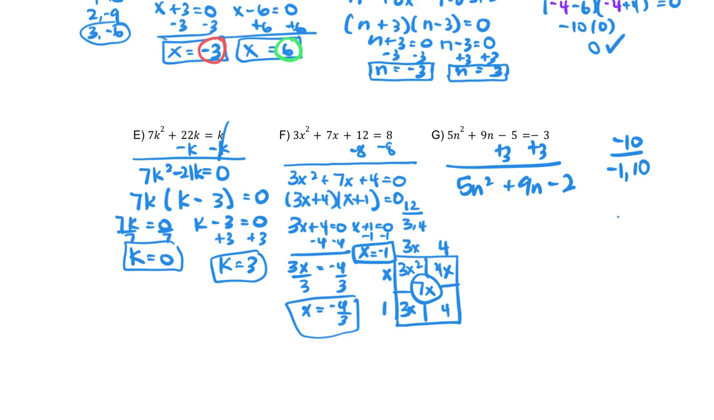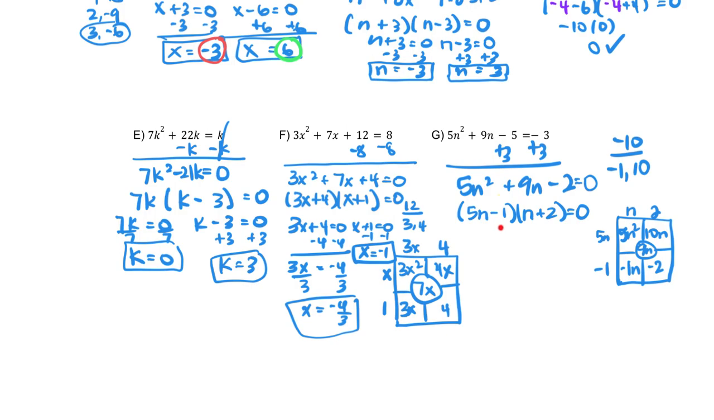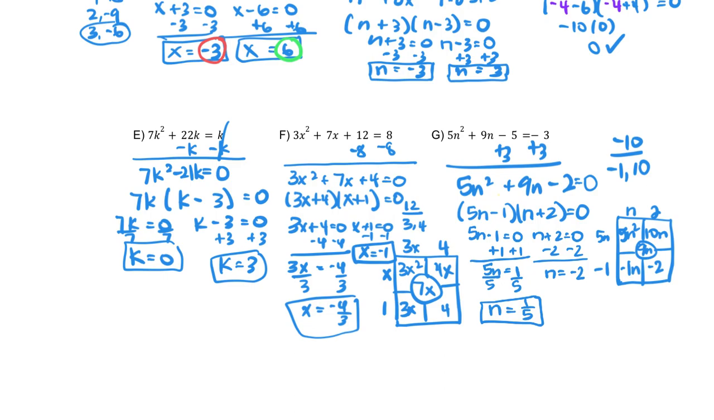And so again, you can do the box method, or you can use your 2 parentheses. You get your factors to be 5n minus 1 and n plus 2 equals 0. Set those factors equal to 0 and solve for n. And you're left with n is equal to 1/5, or n is equal to negative 2.